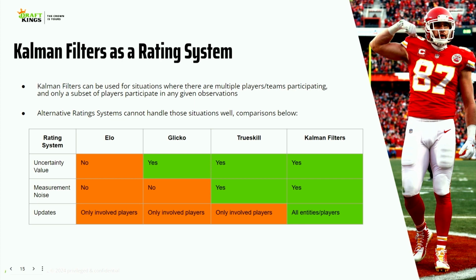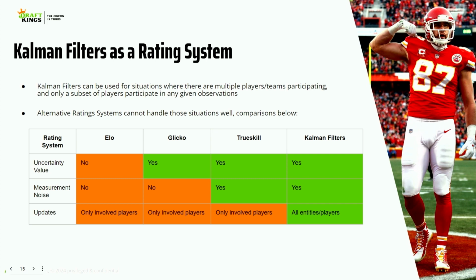ELO, which is probably the most commonly known one, and is famously used in chess rankings all the time, compares very poorly to Kalman filters. Despite that, I see ELO actually used time and time again for these kinds of problems. The key differences across them are, first, the uncertainty value. Kalman filters do have an uncertainty value, so you have a value of their rating effectively, but you also have a confidence interval of how certain you are in that rating as well.